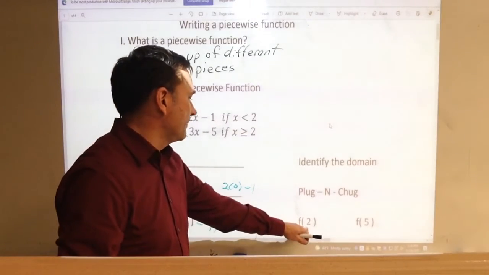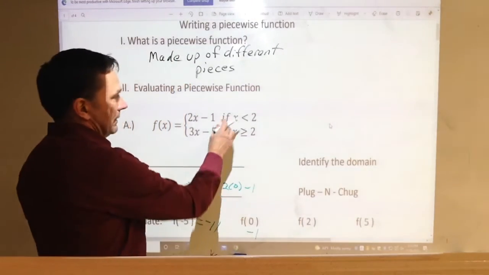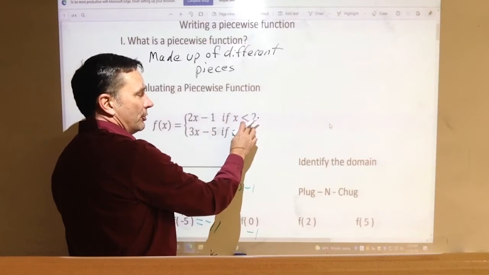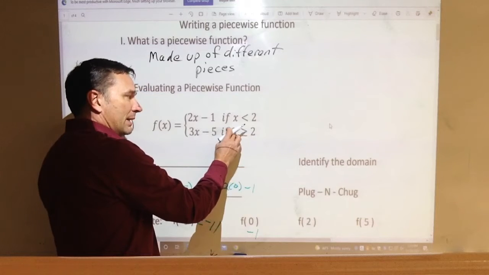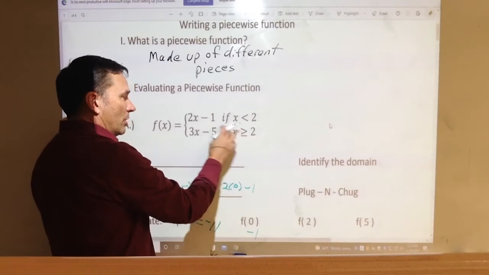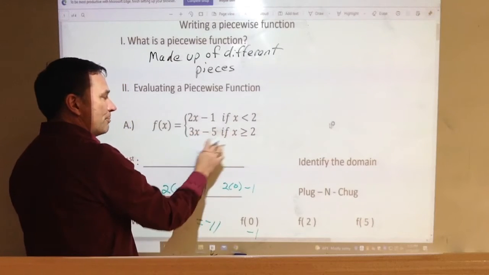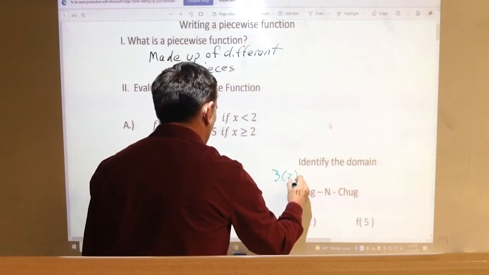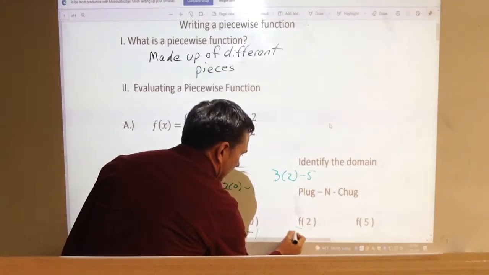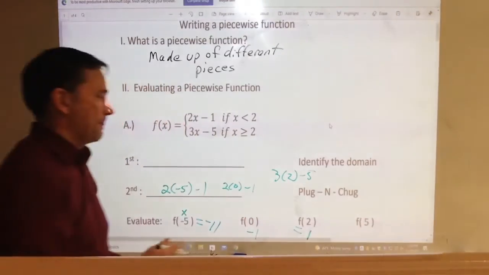Now I want to look at f of 2. So is 2 less than 2? It is not. It's equal to 2. It's not less than, but it is greater than or equal to 2. So this time we want to use this bottom equation. So it would be 3 times 2 minus 5. So this one actually equals 1.